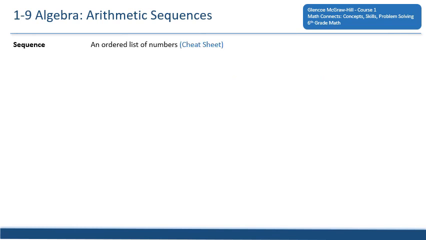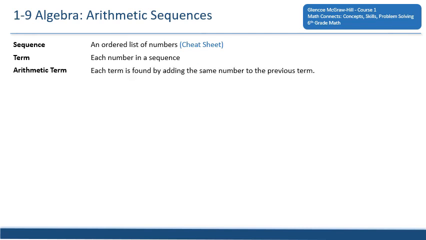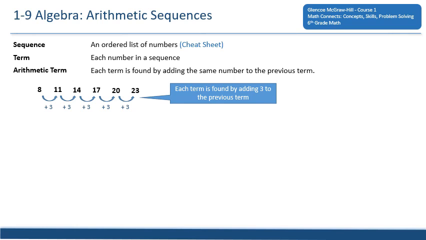Sequence. An ordered list of numbers. Term. Each number in a sequence. An arithmetic sequence. Each term is found by adding the same number to the previous term. So let's look at an arithmetic sequence. We have 8 plus 3 is 11, plus 3 is 14, plus 3 is 17, plus 3 is 20, plus 3 is 23. Each term is found by adding 3 to the previous term. So we'll look more at that coming right up.